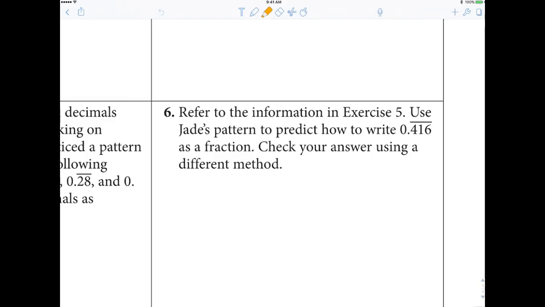Use Jade's pattern to predict how to write 0.416. Oh, you know how to do this, I bet. How do you write that as a fraction? Anytime it repeats, remember? Say it again. 416 over 999. Yeah, look at you, girl. There you go. Easy. Good job. For those who know that, that means you're listening well. That's a nice thing to know. Most people don't know that.